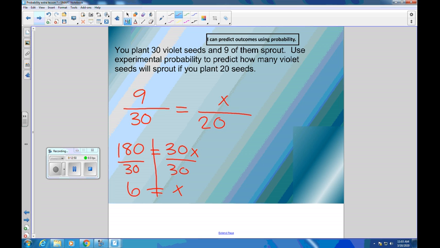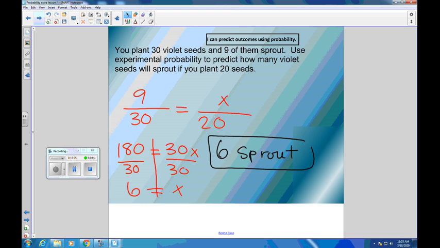Then we have to ask ourselves, does that make sense? If we planted 30 and 9 of them sprouted, would it make sense if we plant 20 that 6 would sprout? Yes, it would. It's important to ask yourself if your answer makes sense. If you were to get an answer of 25, that would not make sense, right? You can't have 25 sprout if you only plant 20.